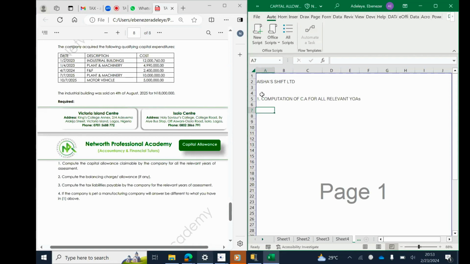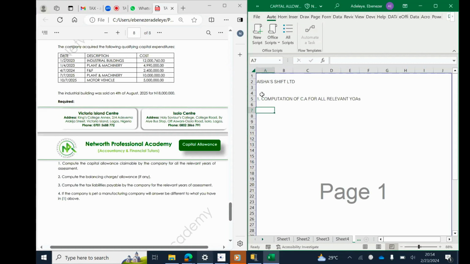Fixed asset schedule. Okay. Your asset allocation schedule. So that we can know, they have given us the dates, the acquisition dates. They said the company acquired the following qualifying capital expenditures on so dates. They have given us the dates of acquisition of these assets, but we have to know what year of assessment they fall into. We might not be able to just look at them and assume. We have to prepare an allocation schedule so that we can know in what basis period, or in what year of assessment, to slot them in when we are computing our capital allowance.